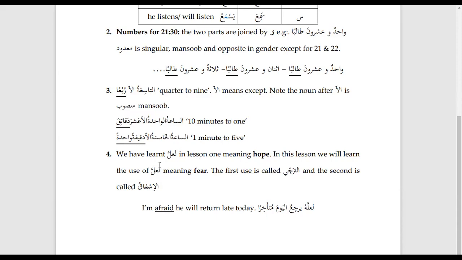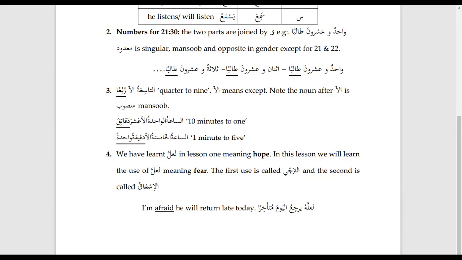Okay, we have learned la'alla in lesson number 1, meaning hope. And do you remember the example? For example, la'allaka bikhairin means I hope you are fine. And inshallah, in this lesson, we will learn the use of la'alla meaning fear, I fear. When we say hope, it is called at-tarajji in Arabic, and when we say fear, it is called al-ishfaq. So la'allahu yarji'u al-yawma muta'akhiran. I'm afraid he will return late today. So here it is used in the context of afraid.